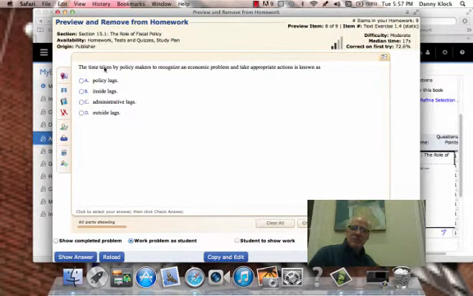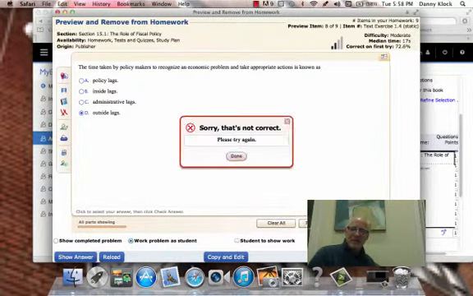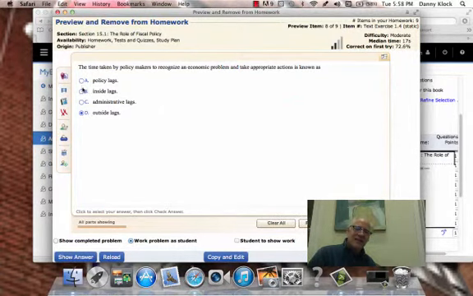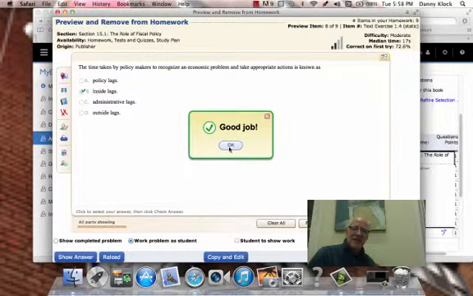Next, the time taken by policymakers to recognize an economic problem and take the appropriate action is known as, oh, this is one of those 50-50 ones. It's a lag, right? Inside lag or outside lag. This is the time taken, I believe, is the outside lag. I usually never memorize 50-50 ones, but I believe I got that one right. Oh no, I got it wrong. It's inside lags. But luckily, you can do the homework as many times as you want. Maybe I should put that in the final since I messed up. Outside lags is how long it takes the policy to take effect once it's put in, right?